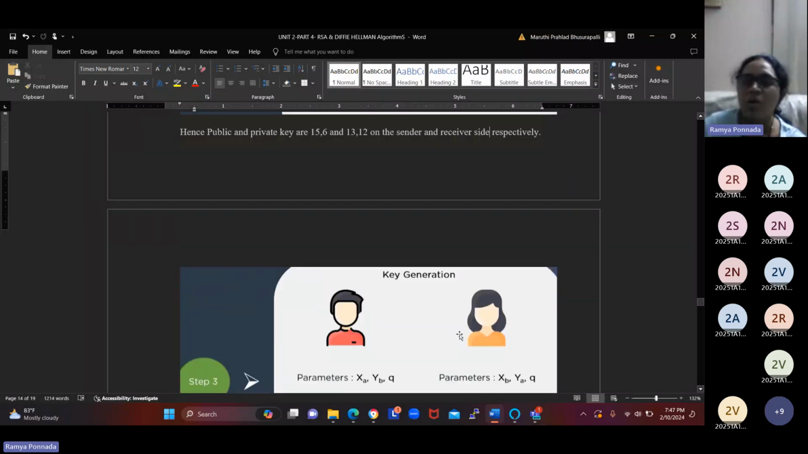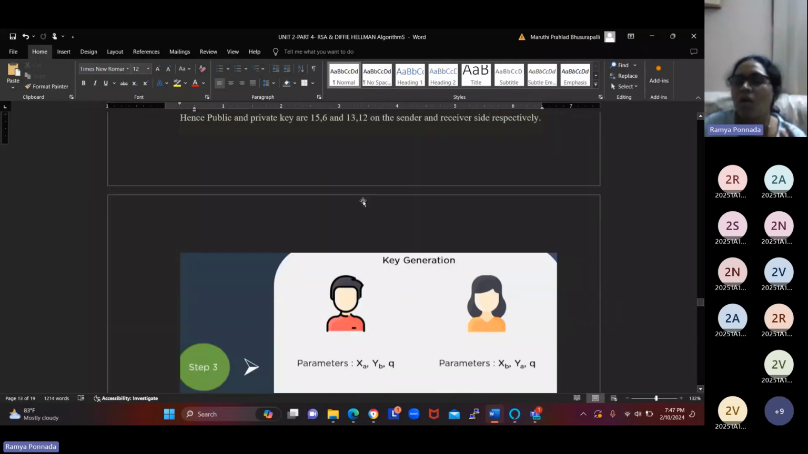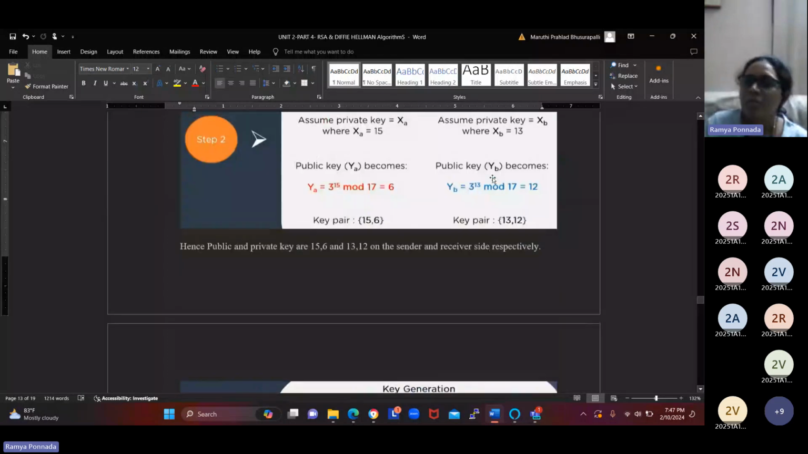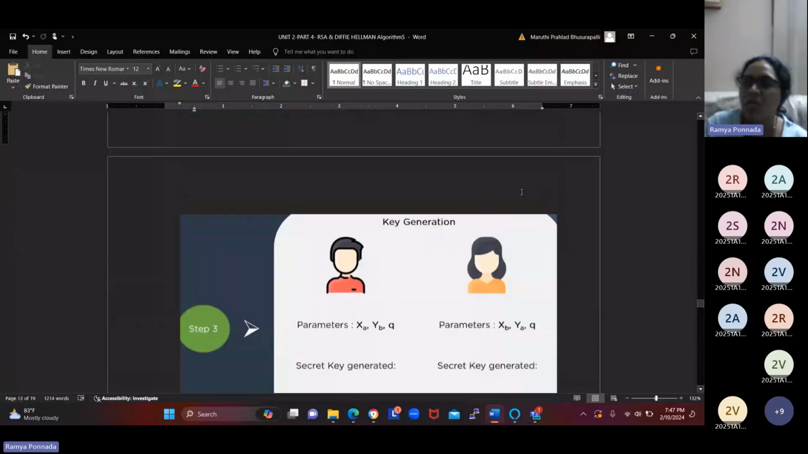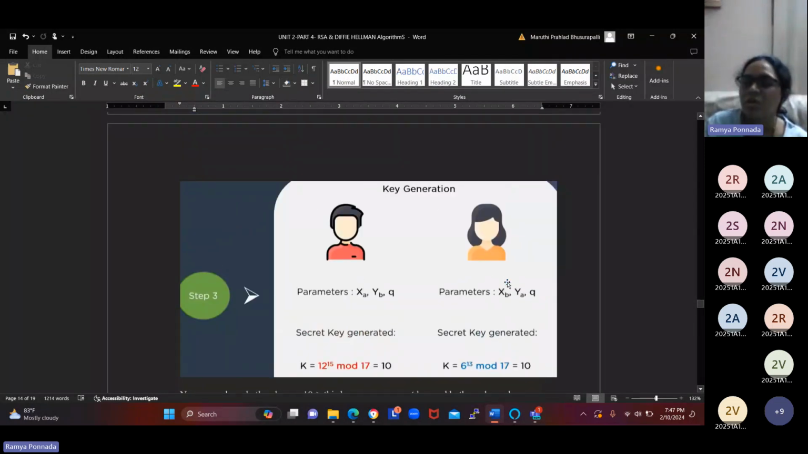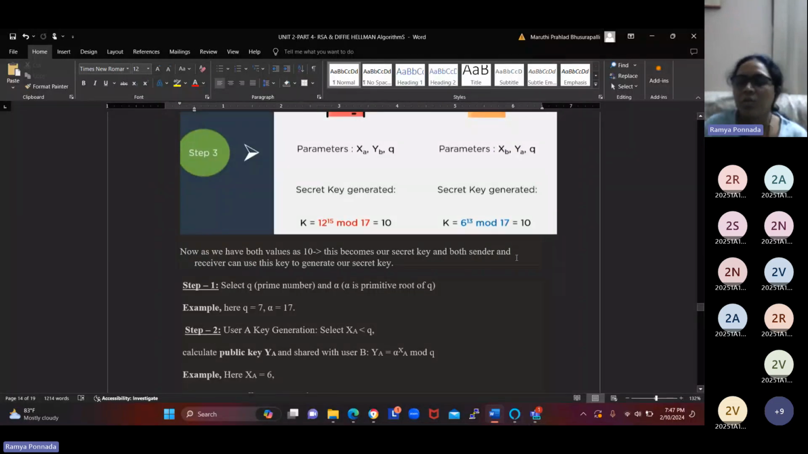So how did you get this? 6 is the public key value of your sender. So sender's public key power 13, where 13 is the private key of your receiver. It is the same concept in the opposite manner: public key of the sender power private key of the receiver, mod 17. 17 is nothing but our Q value. Combined together, on both sides you obtain a value of 10, and that is considered your secret key.